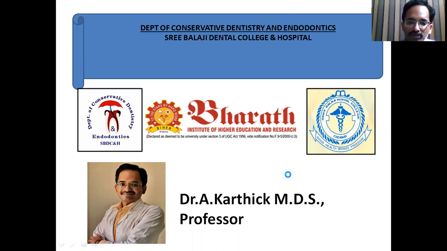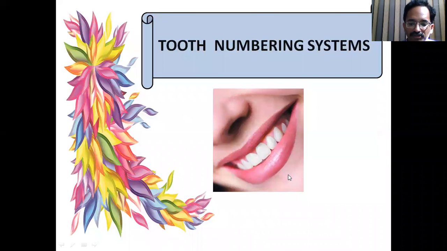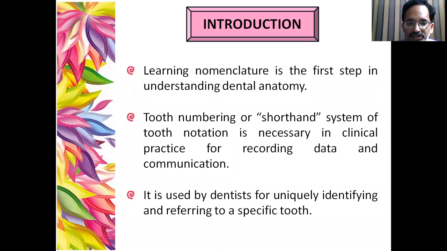Today we are going to discuss tooth numbering systems. The tooth numbering system is the most important thing which every dental student should be familiar with. Learning nomenclature is the first step in understanding dental anatomy. Tooth numbering, or the shortened system of tooth notation, is necessary in clinical practice for recording data and communication. It is used by dentists for uniquely identifying and referring to a specific tooth in the arch.